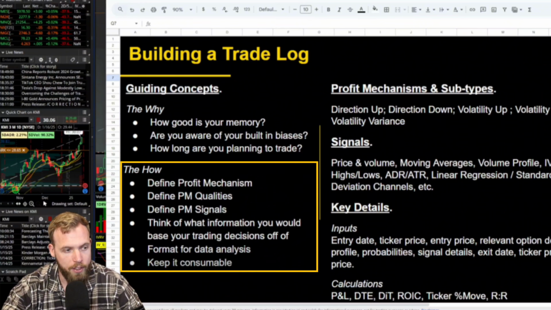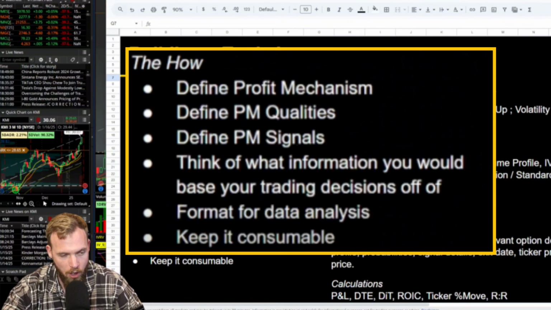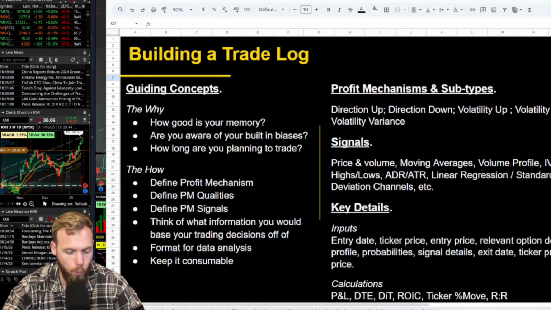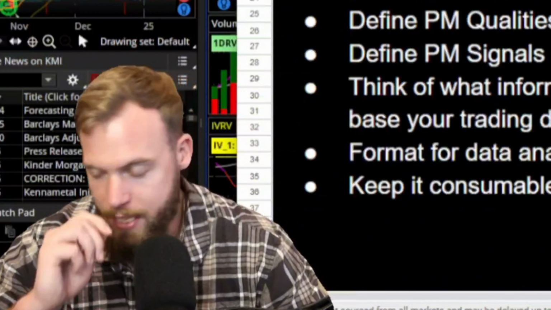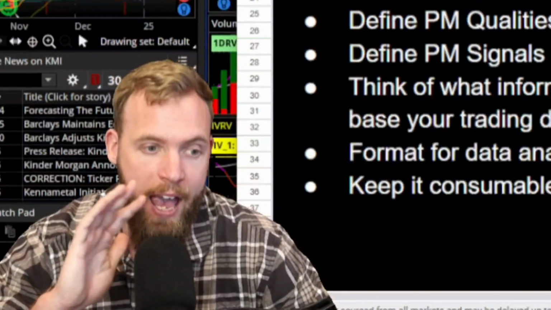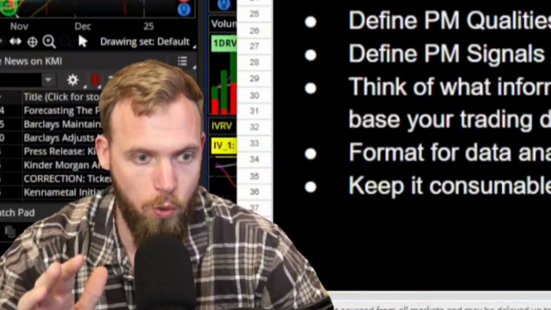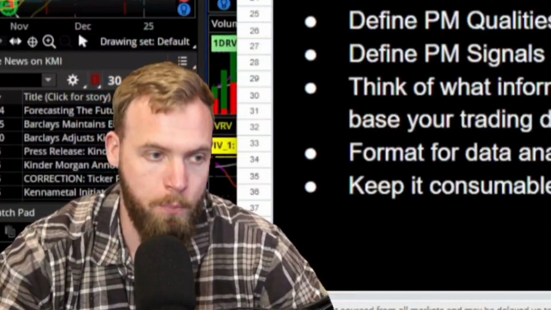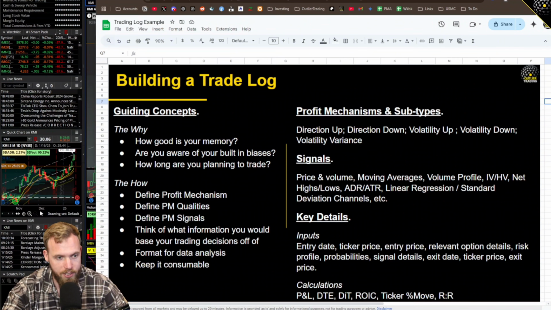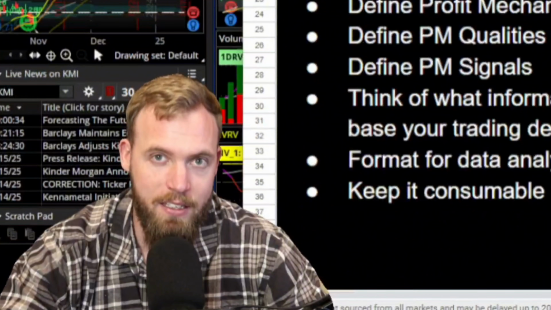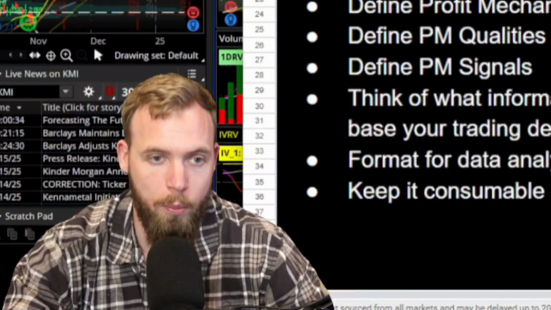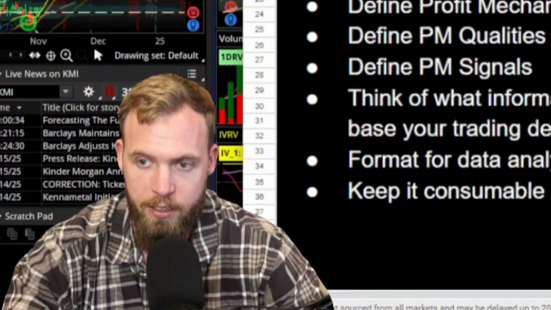So the how: what kind of things belong in a trade log? The way that my mind buckets it is there are things that we need to track for every individual kind of log we might build. Then there are elements that are going to be highly specific to the individual strategies that we're building. So let me show you what this looks like.